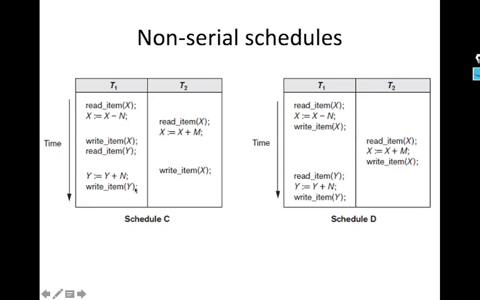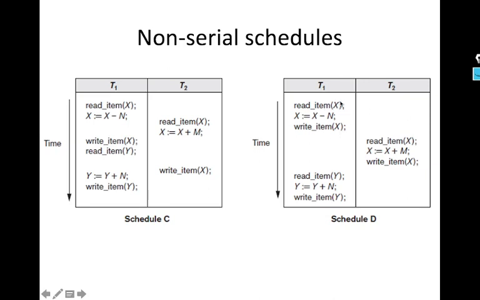So the actual result should be x should be 89 and y should be 93. But we are getting an incorrect result for x in this schedule. Now we will consider this case. What happens in this schedule?